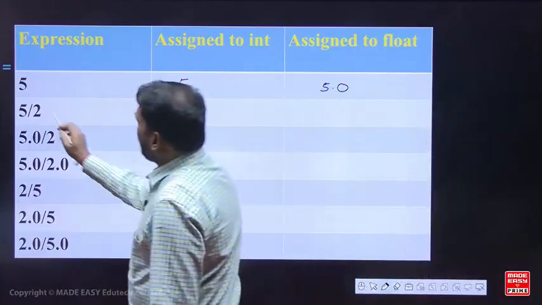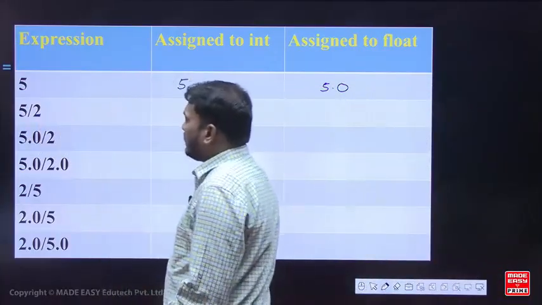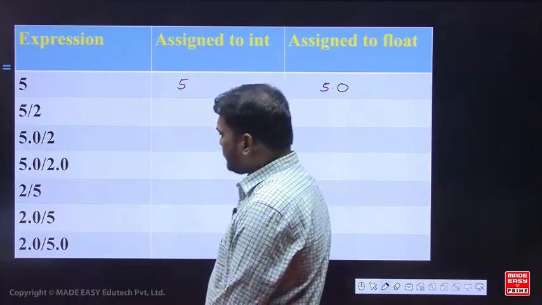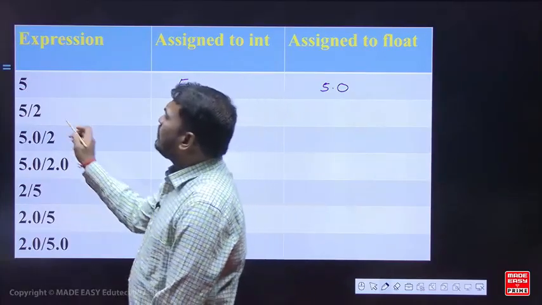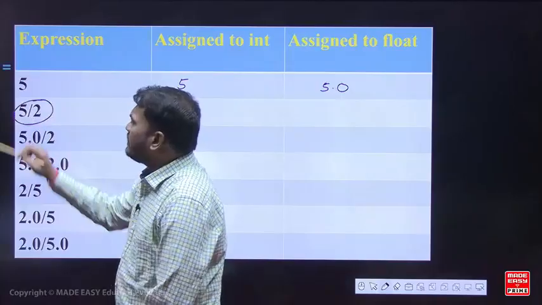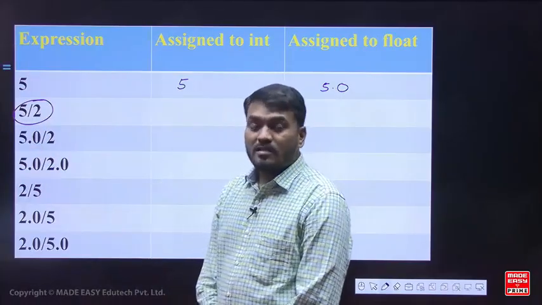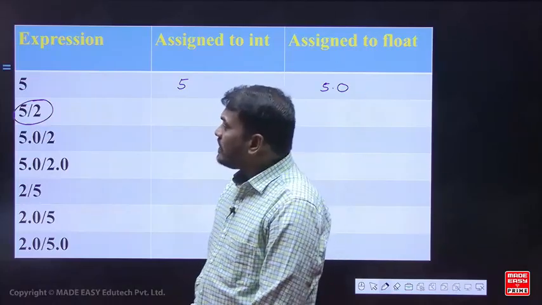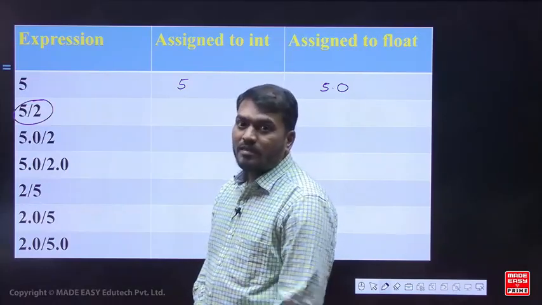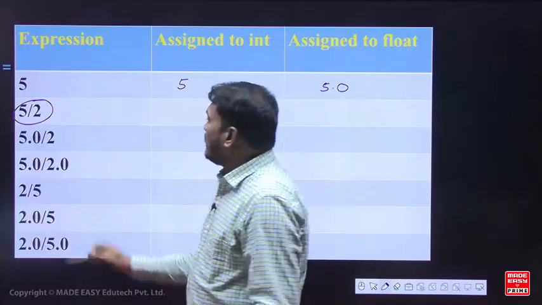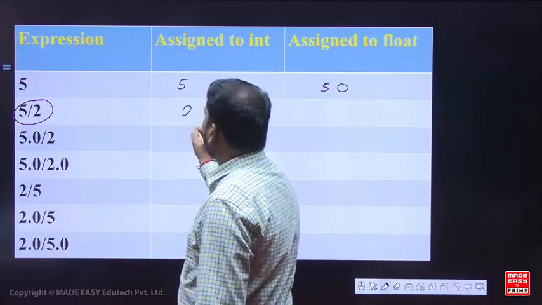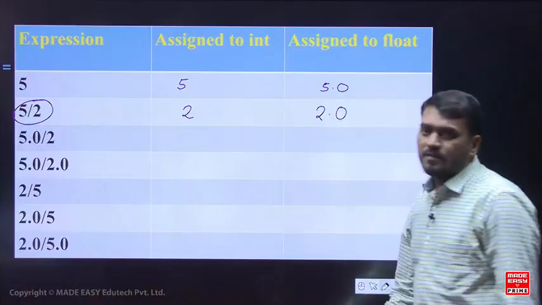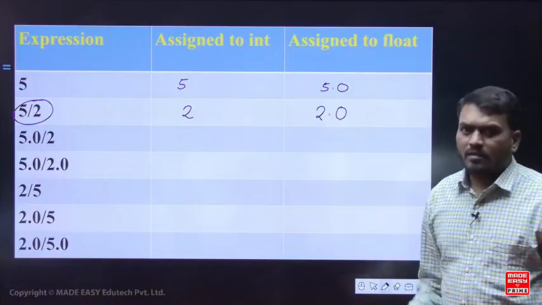So now tell me 5 divided by 2. What is the actual answer according to C language? 5 divided by 2, both are integer, so output will be integer. The actual answer is 2. Remember, if I assign it to integer, it will print 2. If I assign it to float, it will print 2.0. Okay, right.